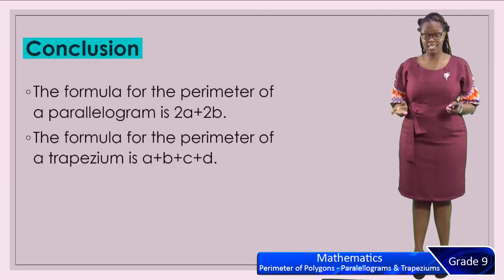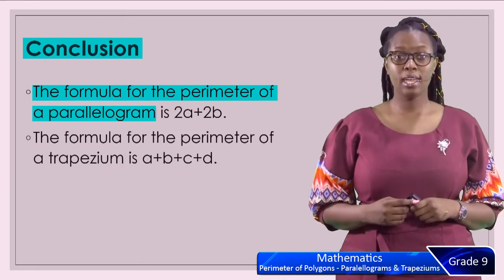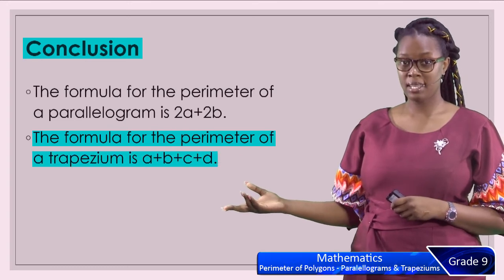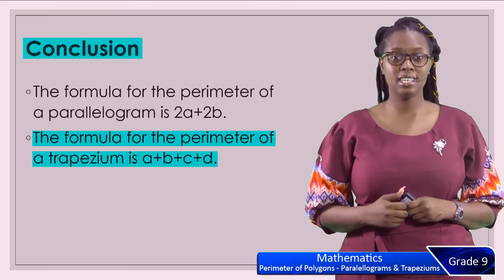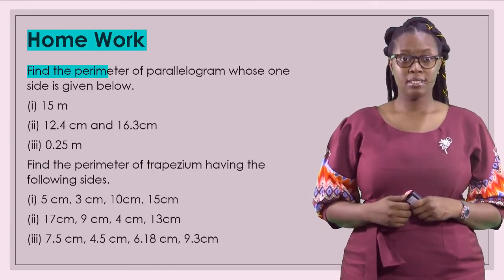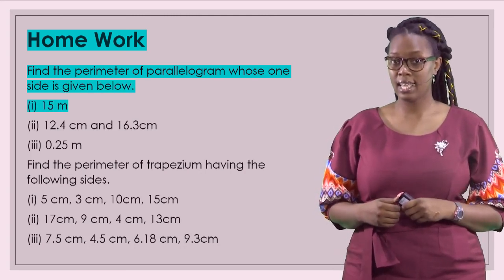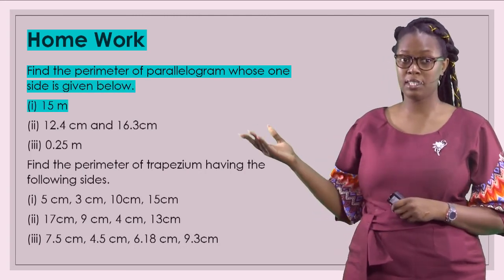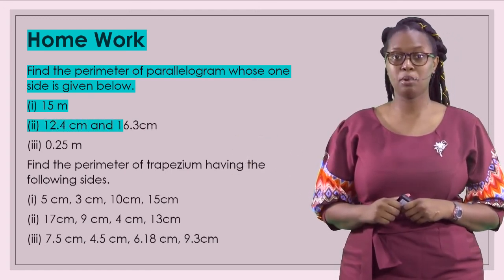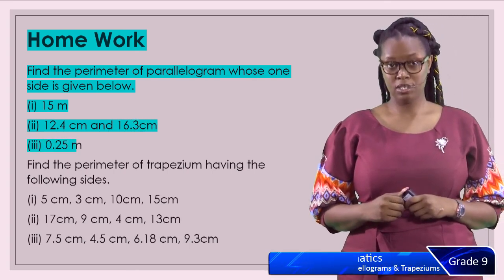So to conclude this lesson, the formula for the perimeter of a parallelogram is 2a plus 2b, and the formula for the perimeter of a trapezium is A plus B plus C plus D. For your homework, you will find the perimeter of parallelograms whose sizes are given below. The first one has all four sides being equal to 15 meters. The second one we have 12.4 centimeters and 16.3 centimeters. The last one 0.25 meters.